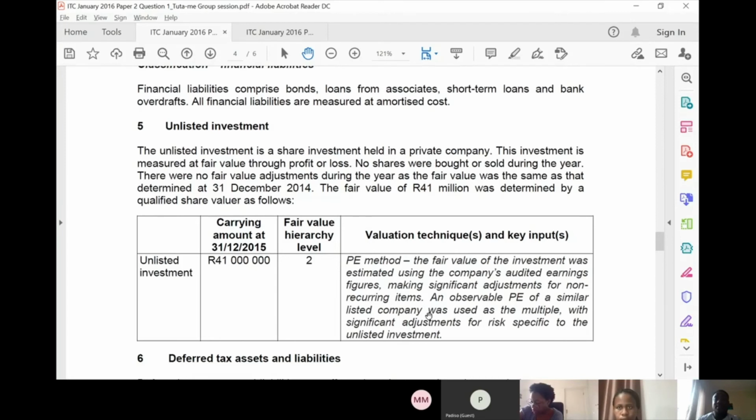Similar listed company. Now you are allowed to use similar listed company, but remember now, fair value hierarchy, that's IFRS 13 category. What does level 1 mean? Level 1 means observable input. Level 2 means some estimate and some observable. Level 3 means fully unobservable. Of course, lots of estimates. So if they're saying level 2, they need to explain to us what are the observable inputs, because they're basically using a mix. If there's no observable inputs, it can't be level 2.